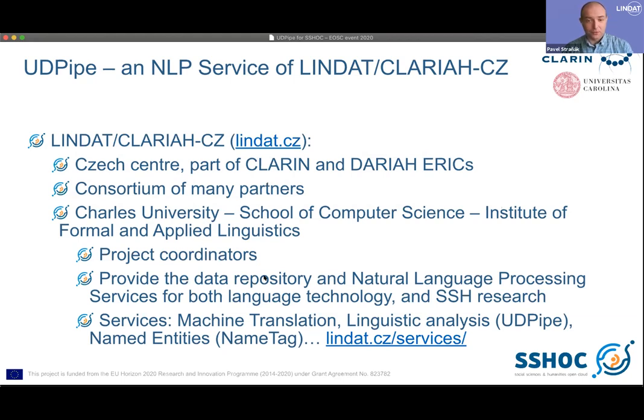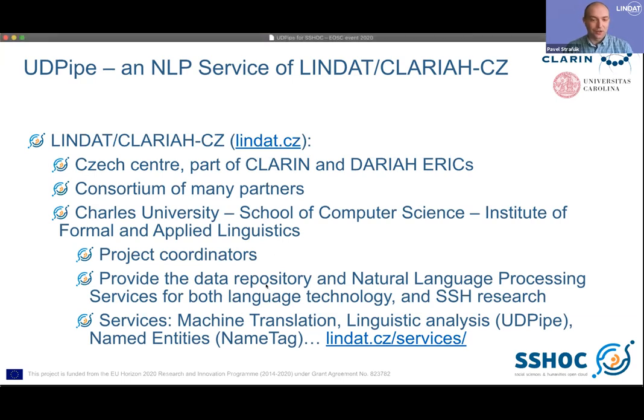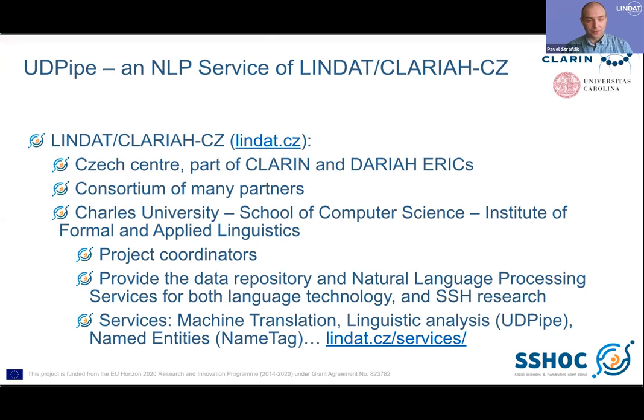And since our institute is kind of language technology oriented, we provide a data repository and also natural language processing services for the whole consortium. The services are aimed at both language technology and also social sciences and humanities research in general. So we believe that the same service and same application can be provided to both professionals from language technology and from social sciences and humanities who just want to use language technology as a tool in their own research. And we provide all kinds of services: machine translation, for instance, linguistic analysis via UDPipe that I will present here, and other services like tagging of named entities, you know, person names and place names and numbers and things like that. And there's a list of services on our website.